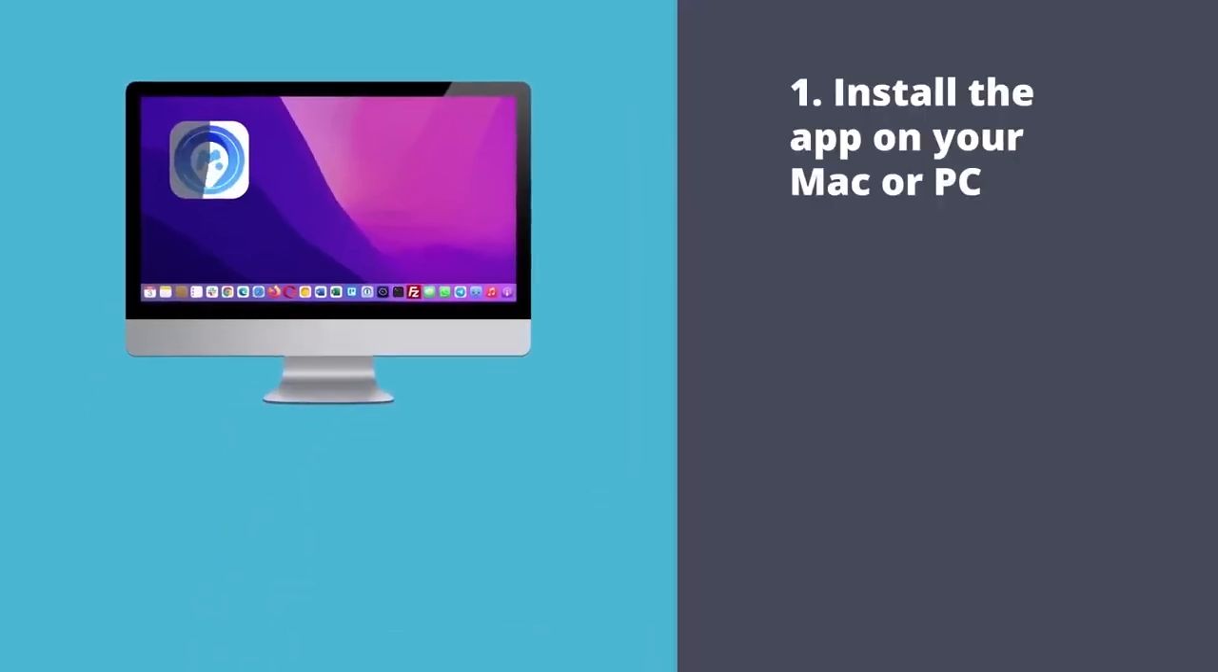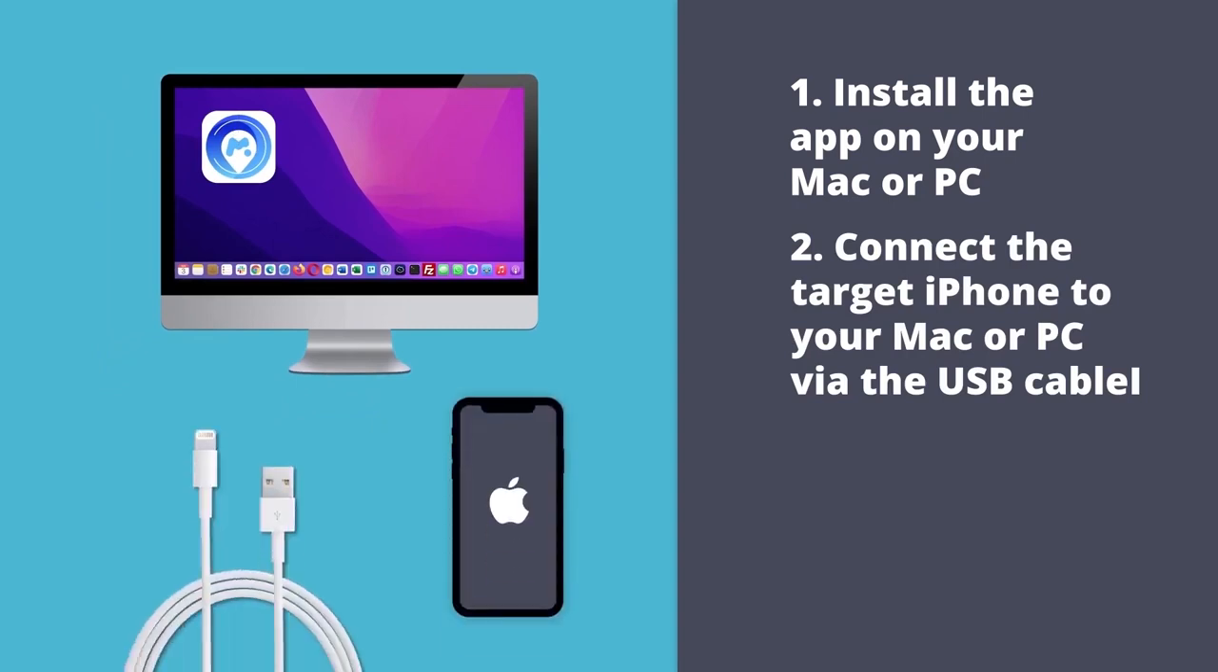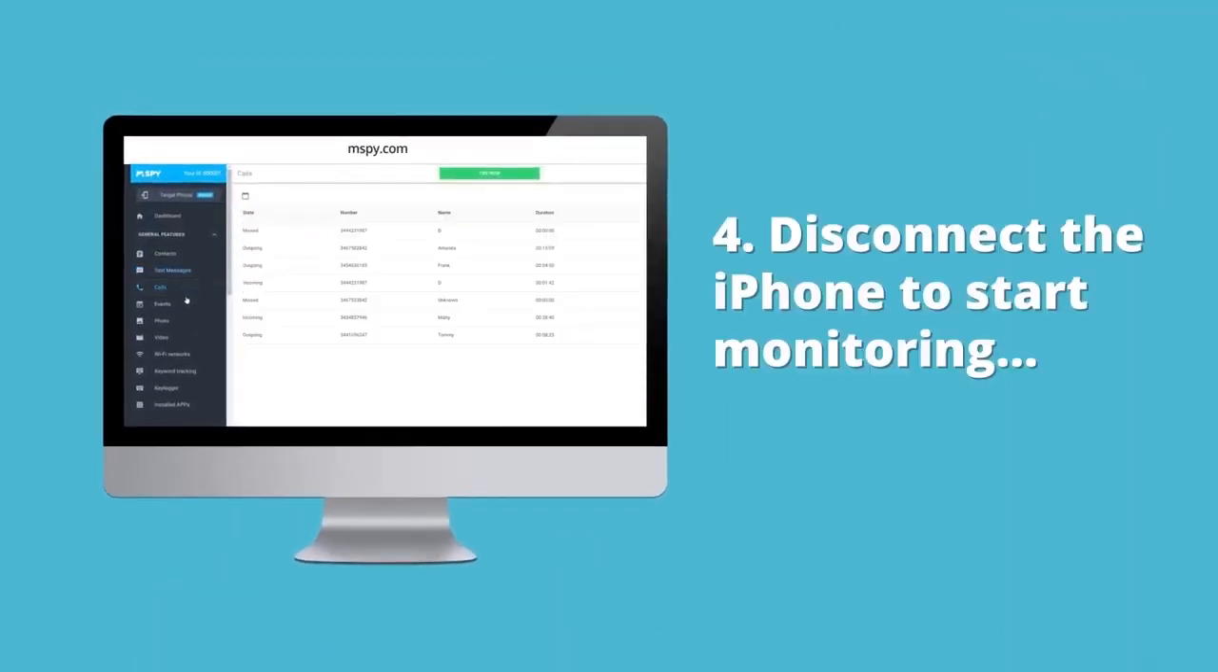Install the app on your Mac or PC. Connect the target iPhone to your Mac or PC via the USB cable. Allow the app to retrieve information from the iPhone via Wi-Fi. Disconnect the iPhone to start monitoring.